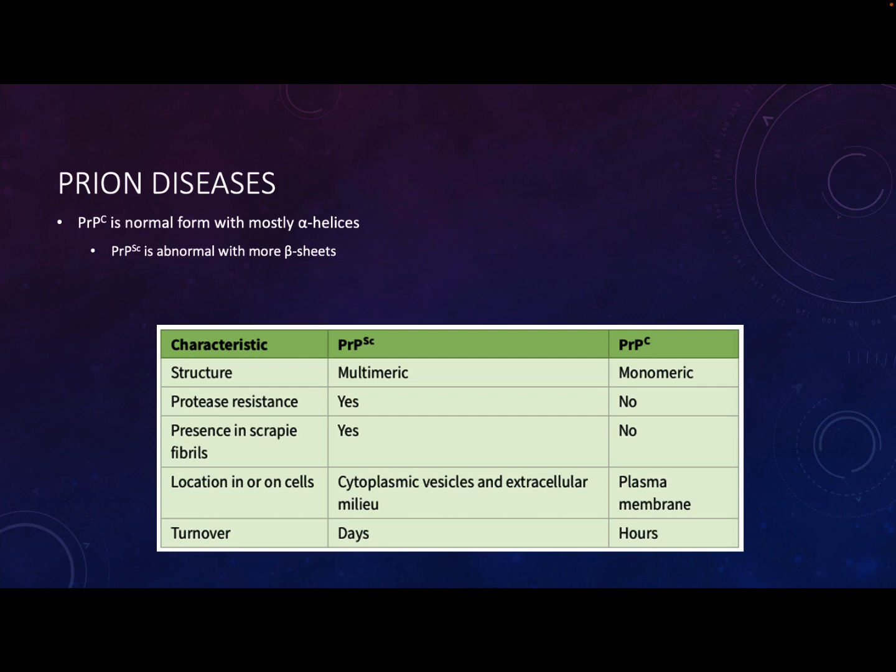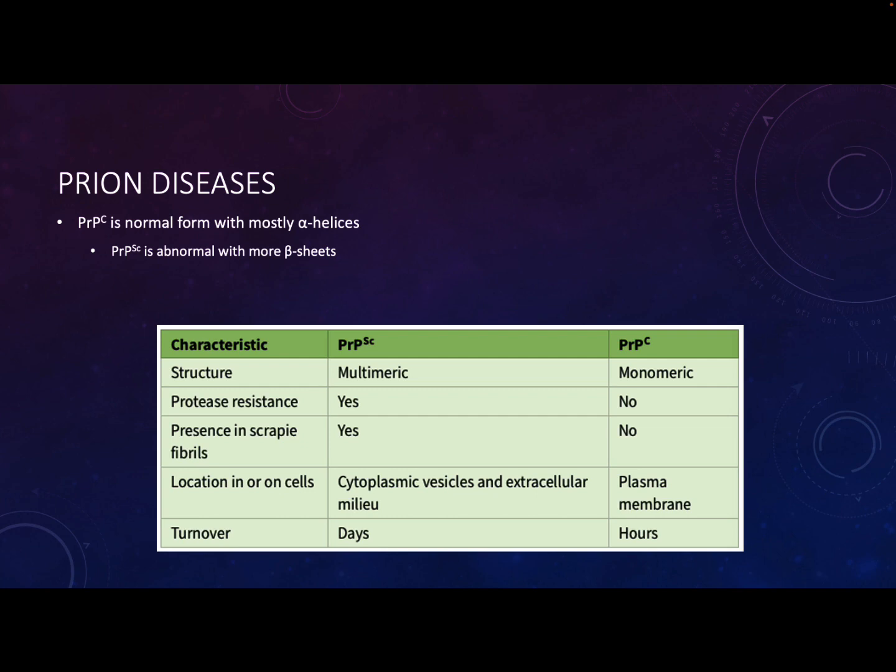So the problem is that when you have the misfolded version, the scrapie form, it can convert the normal form into the misfolded form. It basically says, hey guys, let's all be naughty together. And then they all start to misfold. And so that's why it spreads throughout the body. It can basically tell the normal form to misfold and become the scrapie or prion form.